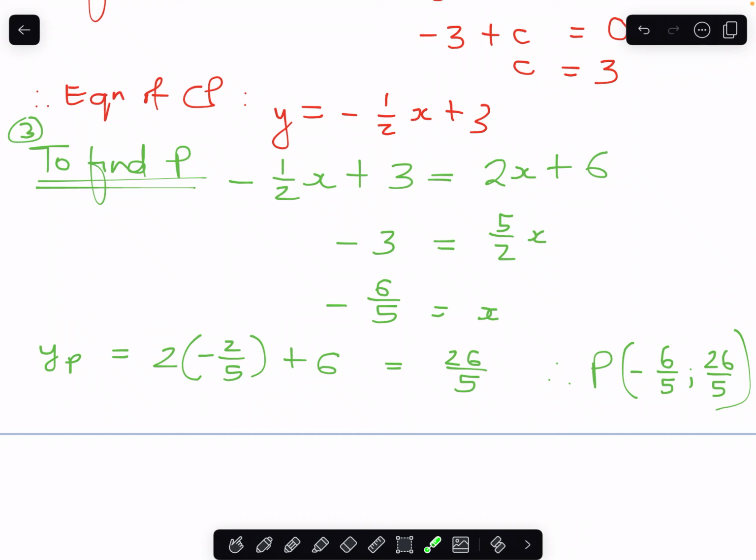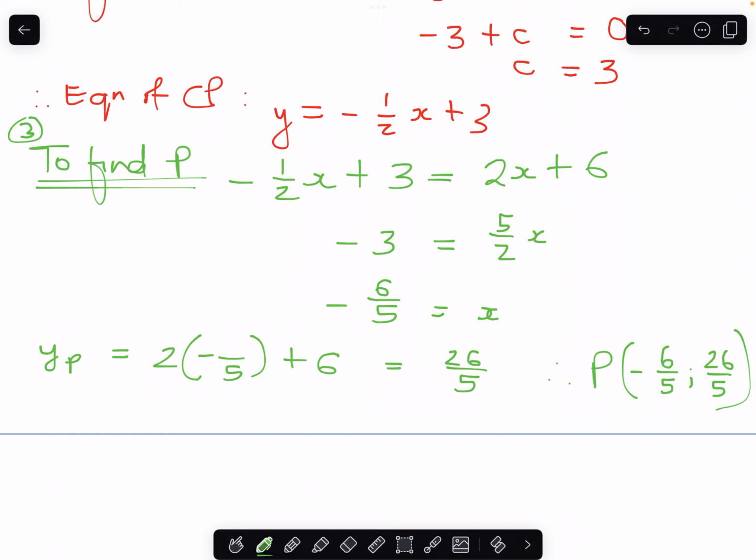Maybe something's gone wrong here. Okay, 2x plus a half x is 5 over 2 x. 3 minus 6 is minus 3. Minus 3 divided by 5 over 2, minus 3 times 2 over 5, is minus 6 over 5. So if I put the minus 2 over 5 into here, we get 2 times minus 2 over 5, which is minus 4 over 5 plus 6. 6 minus 4 over 5 is 5 and a 5th. But if I put, oh, what am I doing? Oh, golly. Oh, I've subbed in the wrong thing.